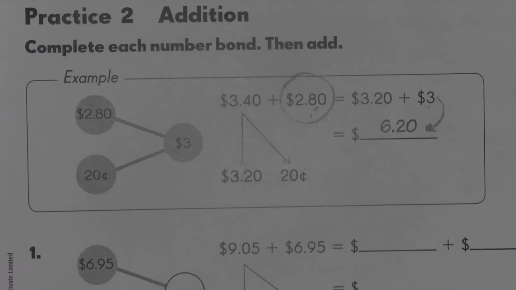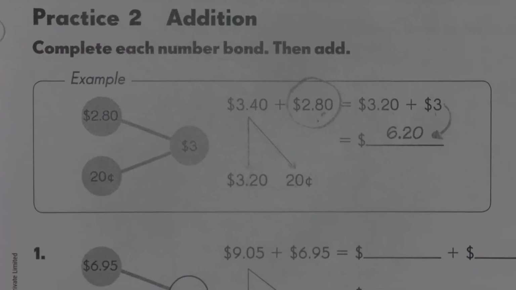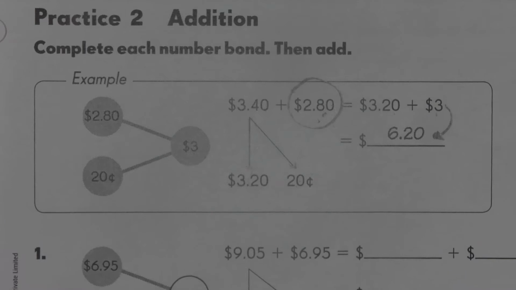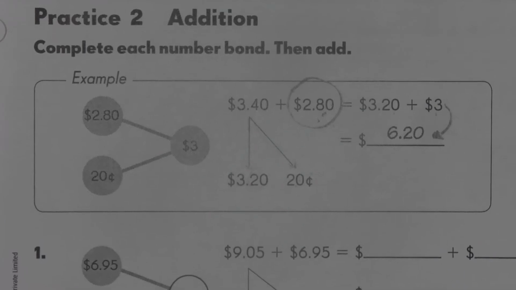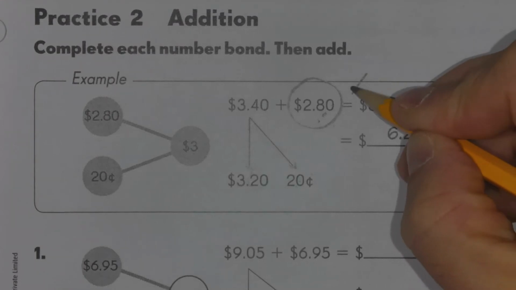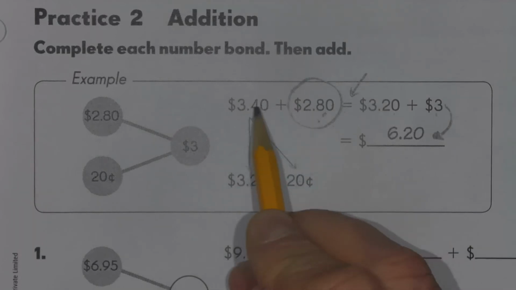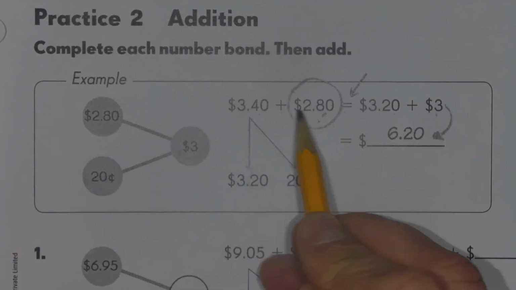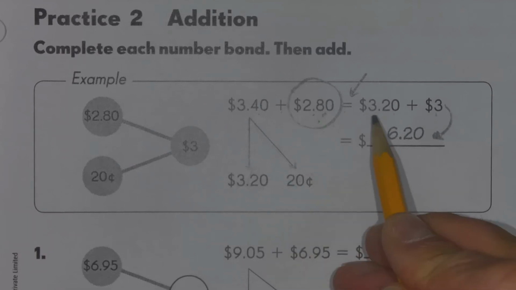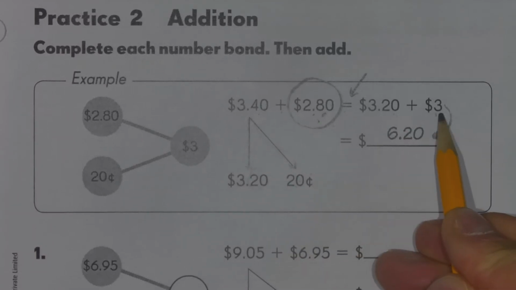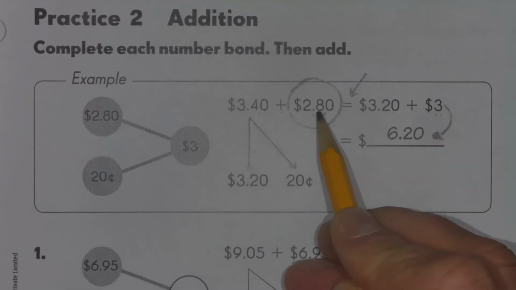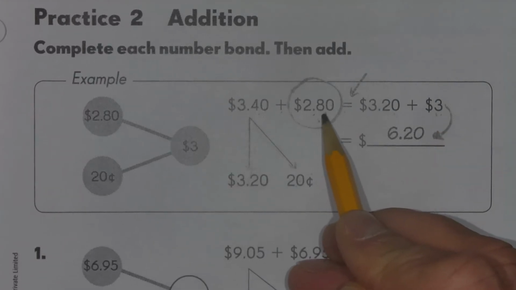So the biggest problem I have with it is it's confusing at first, and so it doesn't actually make it easier to solve at first, because you got to do a lot of thinking. But it does teach you how to break things apart so you can see them a little bit differently, because this equal sign really just means is the same as. So what they're saying, $3.40 plus $2.80 is the same as $3.20 plus $3. I just don't have to do all the regrouping that comes with 80 here.